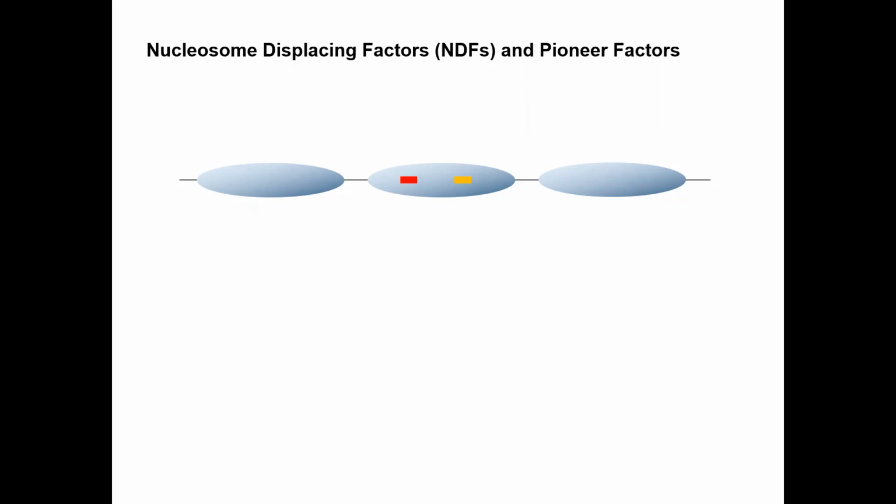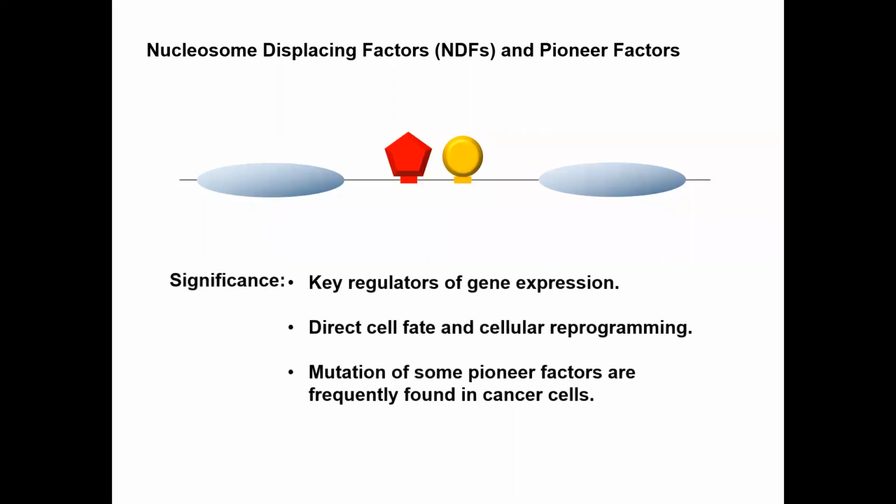The main function of these factors is to recognize their binding sites even when they're embedded under the nucleosome. They can somehow access the binding sites and, through an undefined mechanism, lead to nucleosome displacement. That exposes other factor binding sites so that the real transcription factor can bind and either activate or repress gene expression. Based on this description, you can understand why these factors are very important. They are the key regulators of gene expression.